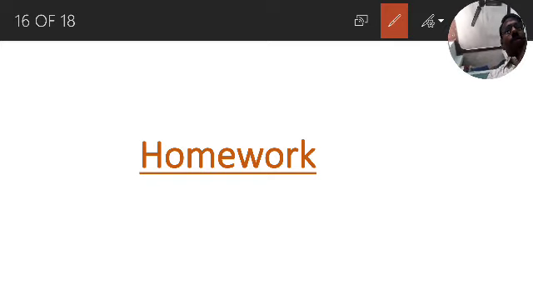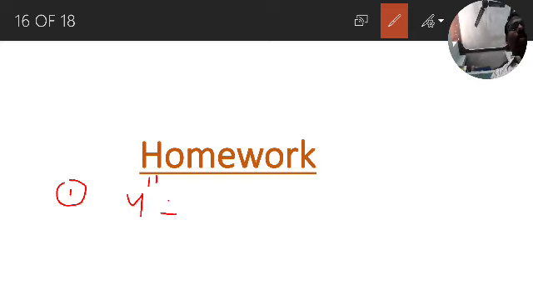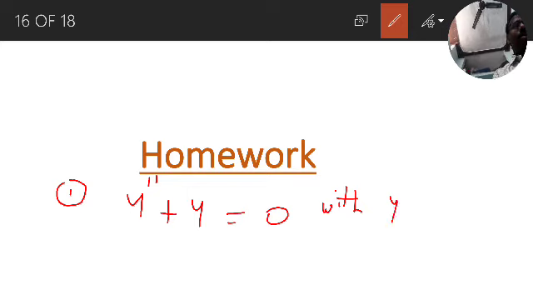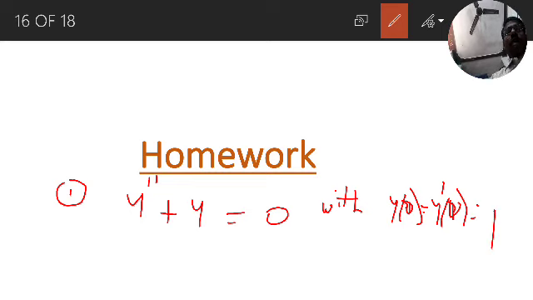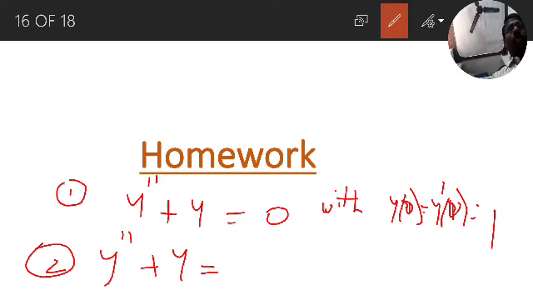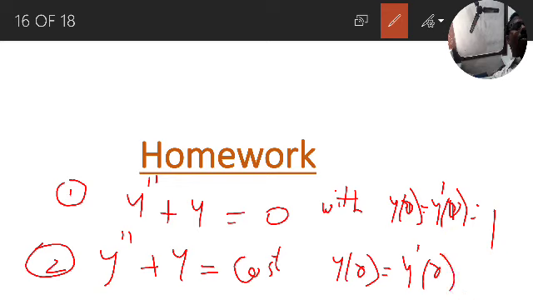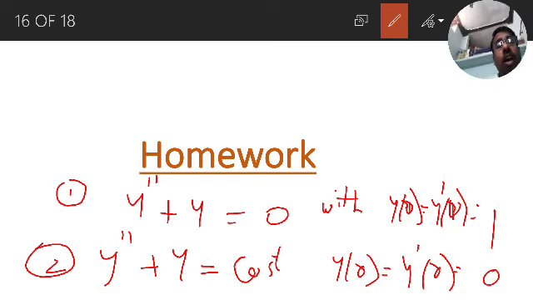Take down the first one. y double dash plus y is equal to 0, homogeneous, with y of 0 and y dash of 0 equal to 1. And the second problem is the same: y double dash plus y is equal to cos t, with y of 0 and y dash of 0 equal to 0. These are the two problems I am giving you.